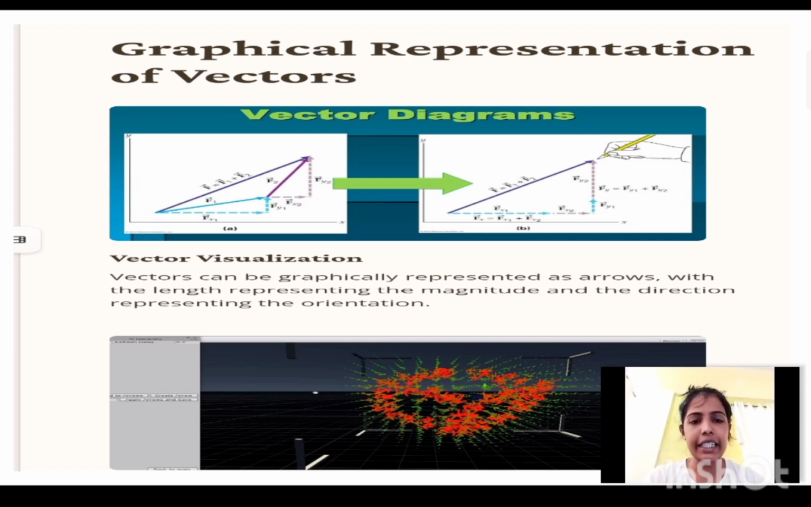So the vector visualization. A vector can be graphically represented as an arrow, with the length representing the magnitude and the direction representing the orientation. So these are the graphical representations of the vector space. We learnt about the vector diagram and also the vector visualization. From this we come to know how the vector space can be understood easily, and how we can apply it and make some numericals for this question.